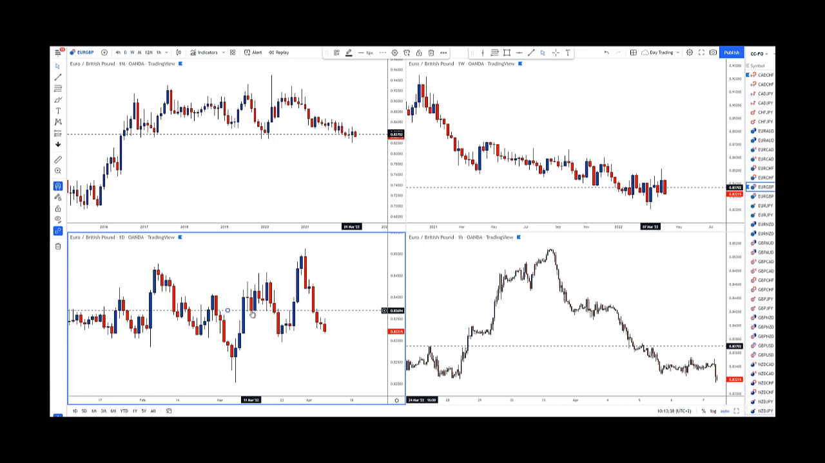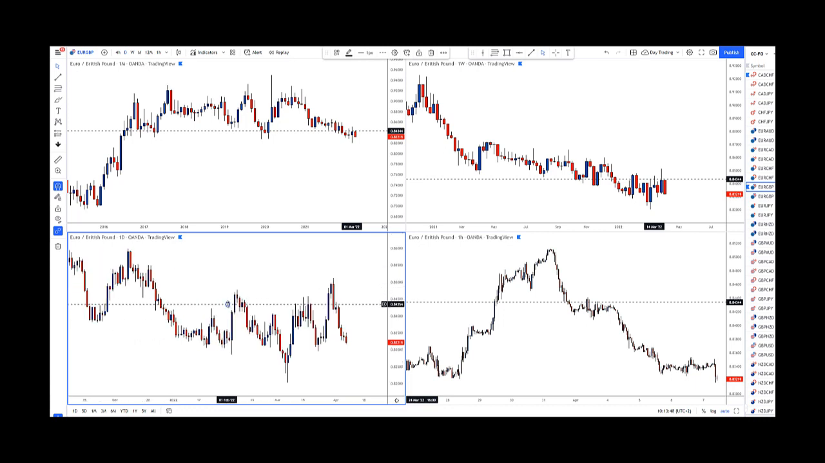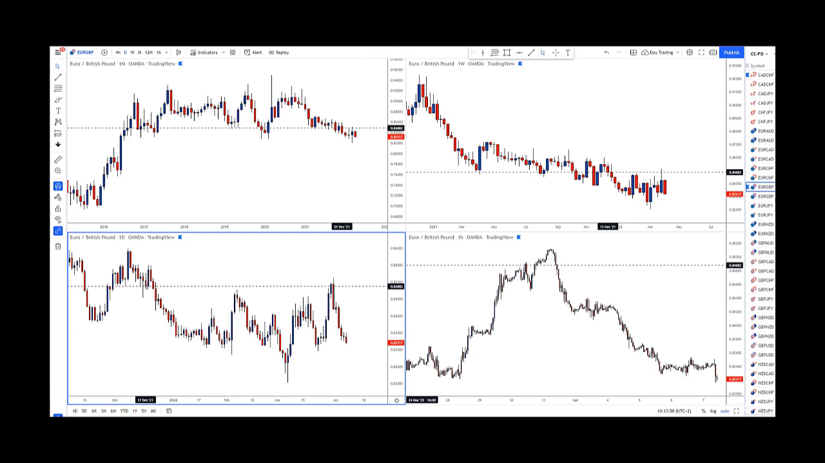This level in here is definitely a level that I would have been watching. Another level that is very significant is this swing neckline, and obviously this level in here, and this level in here. It's all hindsight now, but by risking 35 pips on your trade, this was at least a 2 to 1, 3 to 1, 4 to 1, 5 to 1 risk ratio trade.